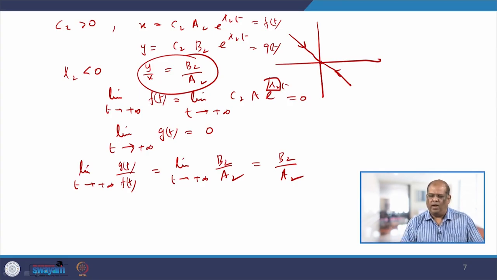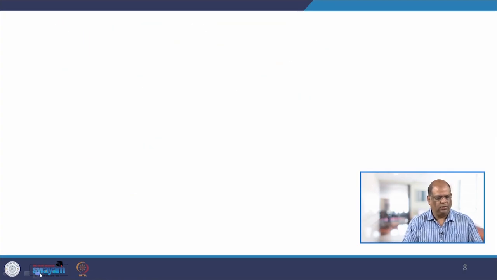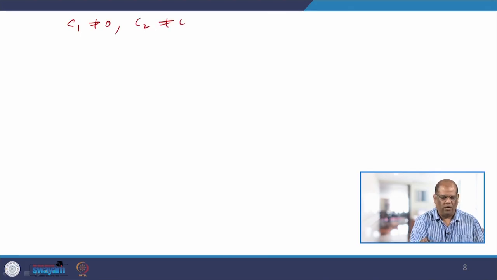So these two are rectilinear cases. By rectilinear cases, I mean when you get a straight line. Now let us move to the non-rectilinear cases. Suppose you have c1 not equal to 0 and c2 not equal to 0. In that case, what will you get?